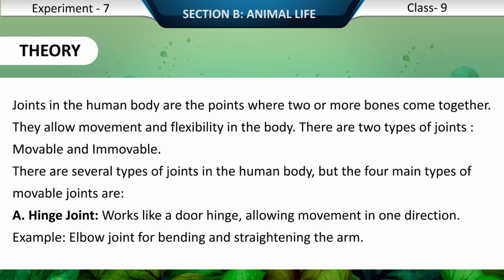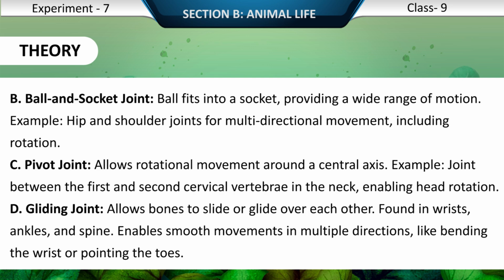There are several types of joints in the human body, but the four main types of movable joints are: A. Hinge joint, works like a door hinge, allowing movement in one direction. Example, elbow joint for bending and straightening the arm. B. Ball and socket joint, ball fits into a socket, providing a wide range of motion. Example, hip and shoulder joints for multi-directional movement, including rotation.